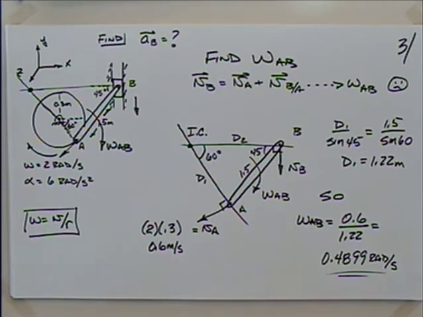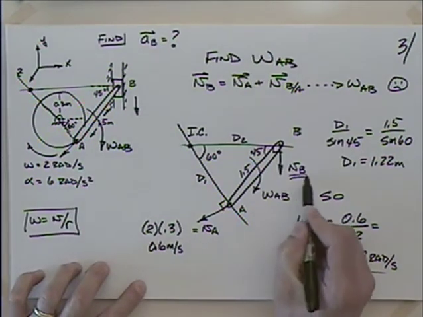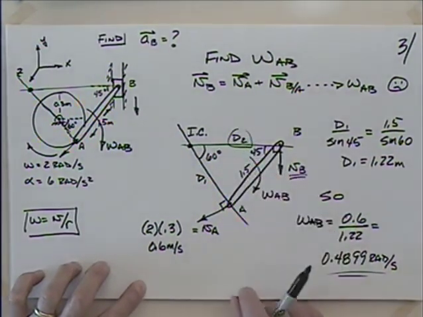Okay. Yes? This doesn't sound like a silly question, but why is D1 when you find omega AB instead of D2? Well, if I was interested in the velocity of B here, then I'd be using D2. Okay.